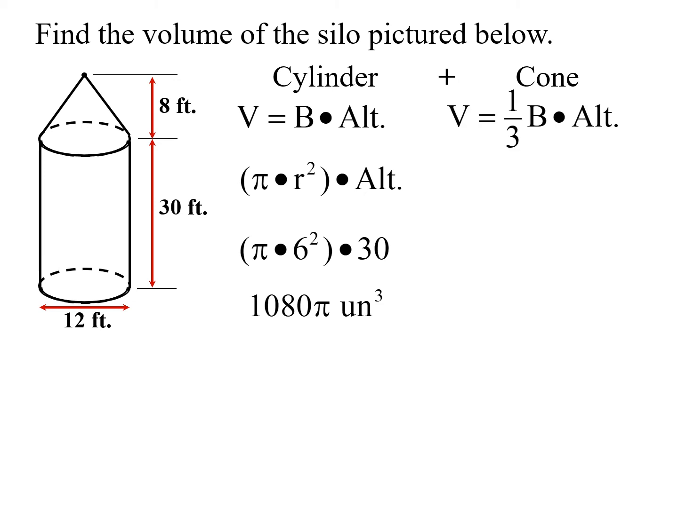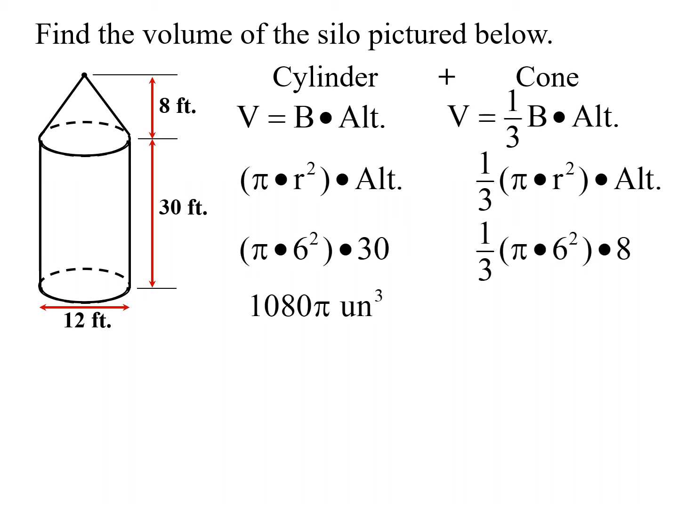Now I'm going to do my cone, okay, which we all know now is a third base area times altitude. So for the radius of the cone, it's still going to be 6, just like the cylinder, but the height of the cone is only 8 this time. So make sure I put the right numbers in, then I have my 1/3. So 6 squared is 36. 36 times 8, then divided by 3. Or since it's all multiplication, you can do it in any order you really want. So I could do 6 squared is 36, 36 divided by 3 is 12, and then 12 times 8 is 96. That way I can do it in my head and not really have to use a calculator. Okay, so I got 1080 pi units cubed and 96 pi units cubed.